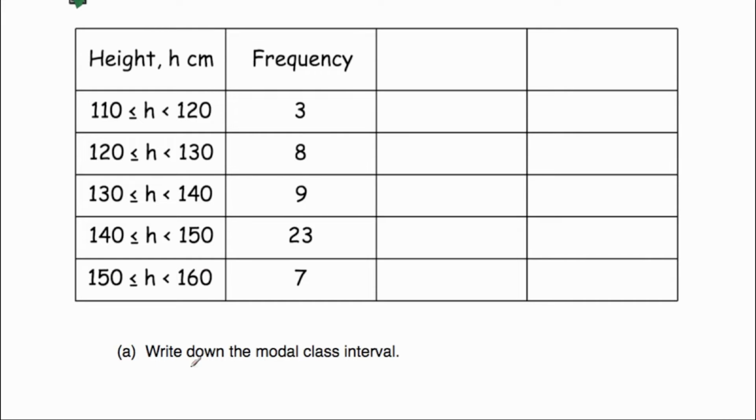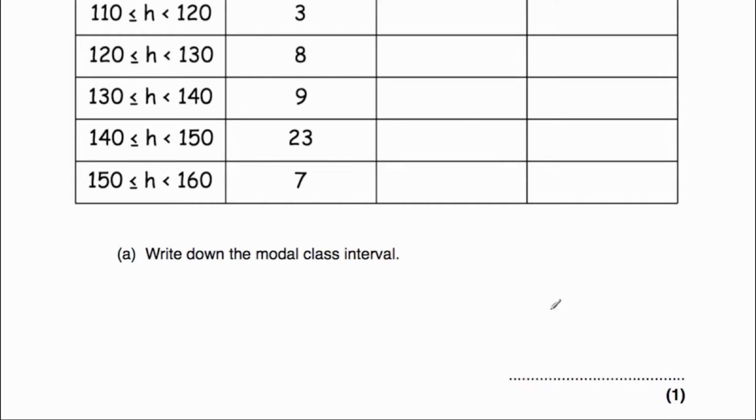Okay, so part A says write down the modal class interval. The modal, or the mode, is the value that happens the most, or in this case, the class interval that happens the most, or the class interval with the highest frequency. If we have a look at our frequencies, the highest frequency is 23. So the class interval with the most number of students in it would be this class interval, where the height is bigger than or equal to 140 centimeters, but less than 150 centimeters. So we would just write down that h is bigger than or equal to 140 centimeters, but less than 150, and you would just write down that class interval.